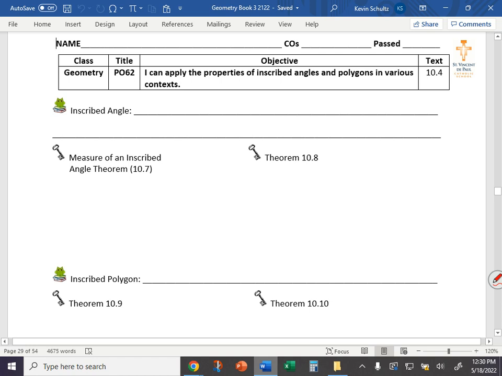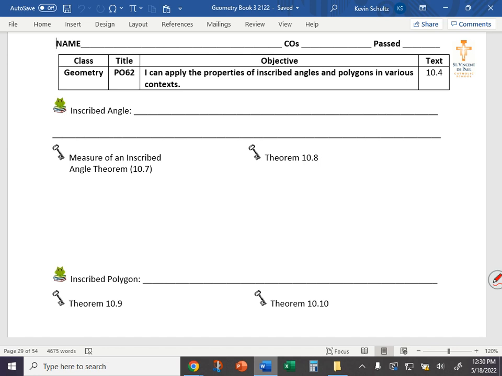Geometry, we are covering PO62, which has to do with inscribed angles. Does anyone know what the word inscribed means? Inscribed. Okay. It essentially means like inside. And so we're talking about angles that are inside of a circle, but a little more than that.